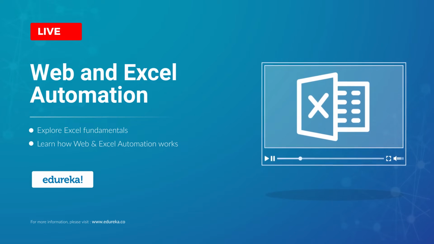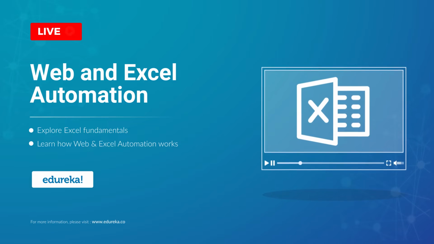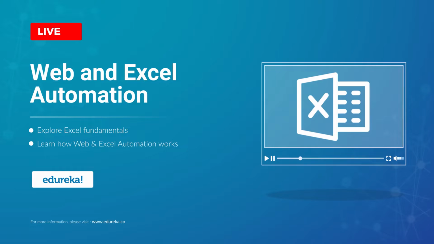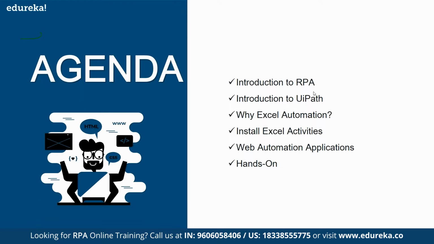We will know in today's session how to use the Excel and web-based application using UiPath, how you can automate these kind of applications, right? So today's agenda is this: introduction to RPA, introduction to UiPath. So what is UiPath? And why do we need to automate Excel application? And we'll see how to install Excel activities. We'll also see how to work with your web applications, and we'll do a small hands-on by which you will understand how automation is being performed using UiPath. So this is the agenda for today's session.